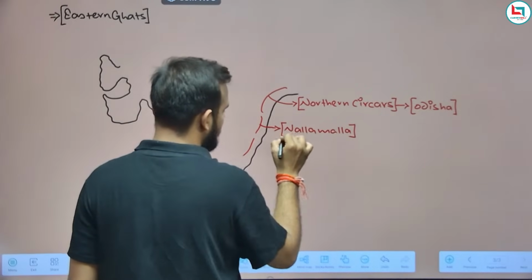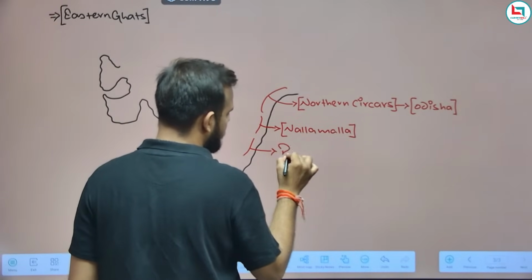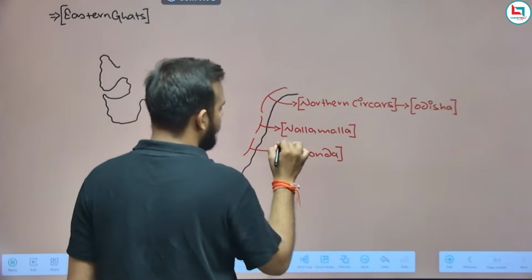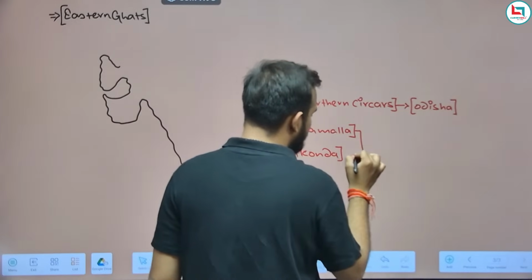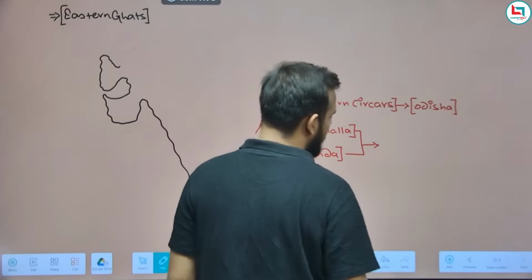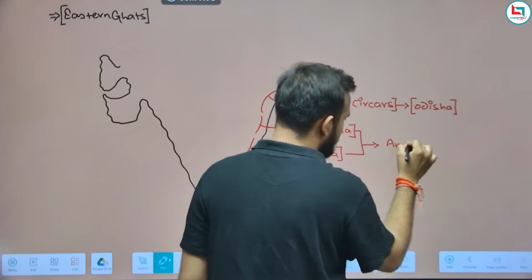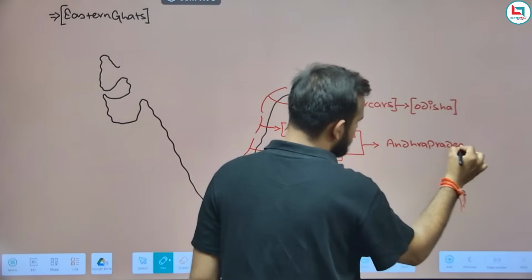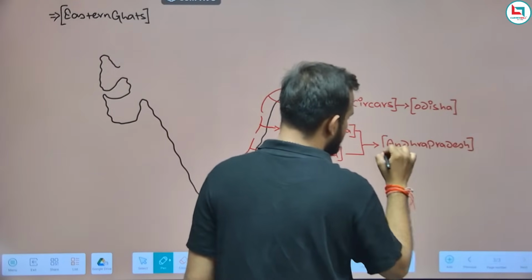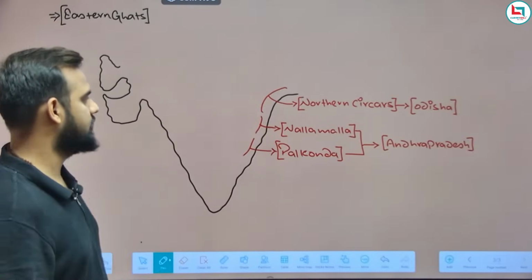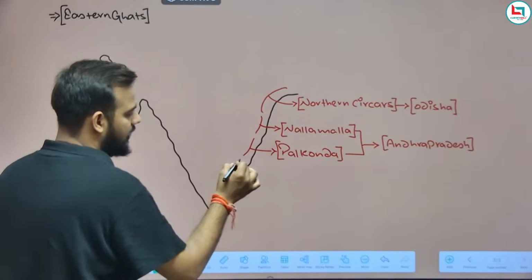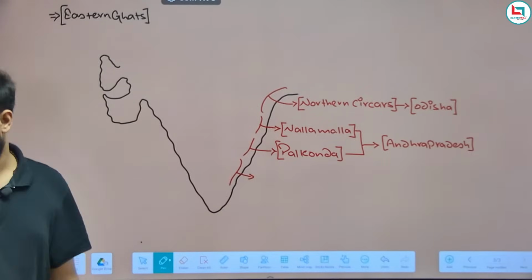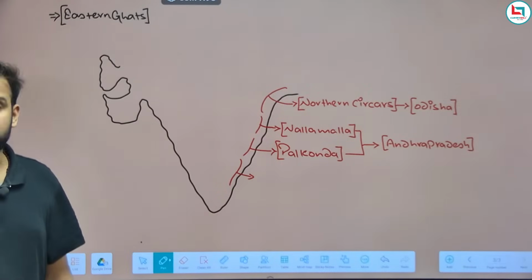Nallamalla, and we have the presence of Palakonda. These both mountain ranges are present in the state of Andhra Pradesh. After Nallamalla and Palakonda, we have the next major mountain range that is known as the Javadi.